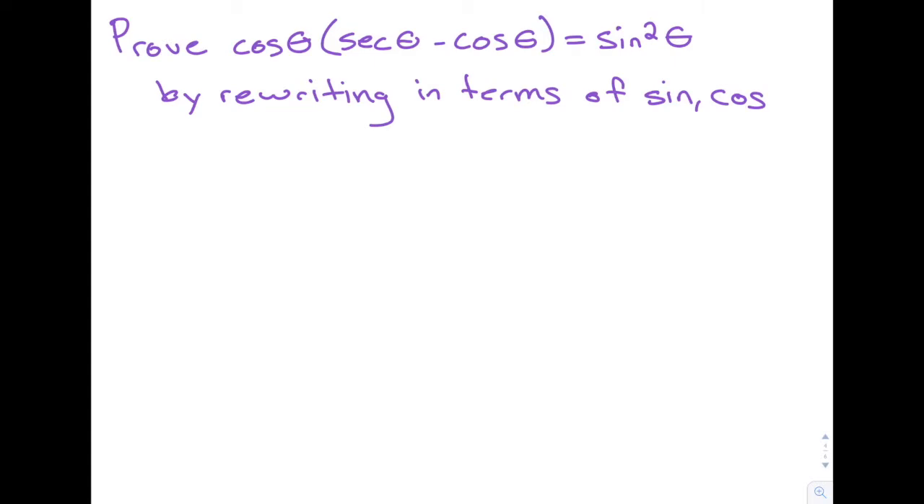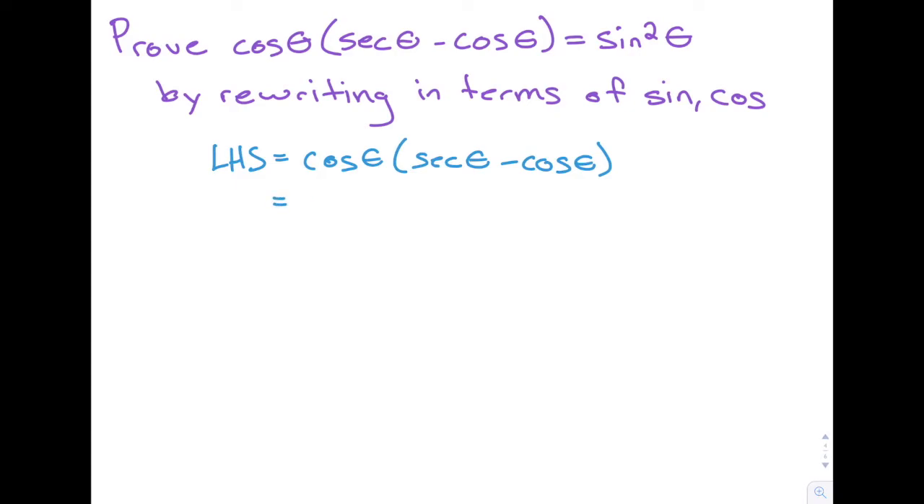So first, let's prove that cosine theta times secant theta minus cosine theta equals sine squared theta. Let's do this one by rewriting this expression in terms of sine and cosine. So we'll say left-hand side equals cosine theta times secant theta minus cosine theta. So, like I said, we're starting with the left-hand side. We're going to try to work our way to the right-hand side.